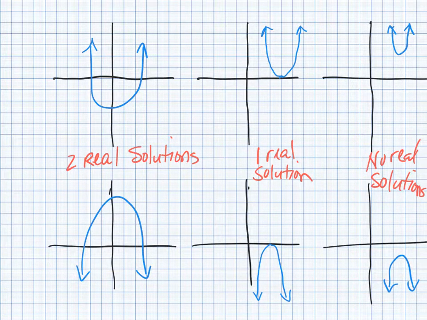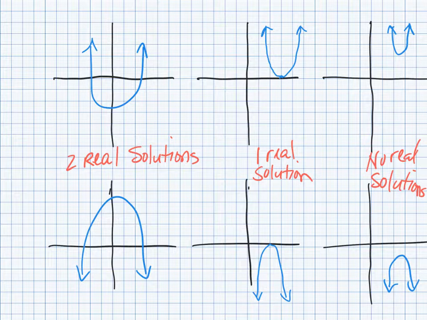In the middle one, it only hits at 1 point, either going up or down. So it has 1 real solution. And in the last one, and we're going to learn more about this later, it doesn't hit at all. And those have no real solutions, but they really have 2 complex solutions, which means they're imaginary numbers. We're going to start learning about imaginary numbers, okay? But for now, just put no real solutions. It does have solutions, but not real ones.